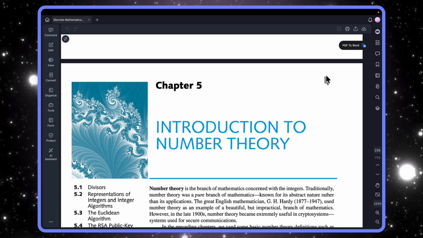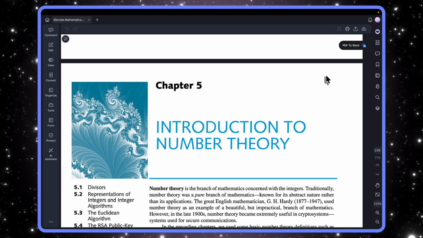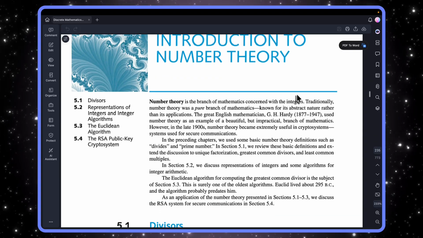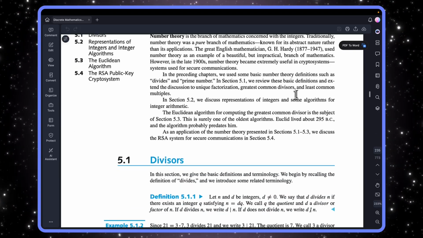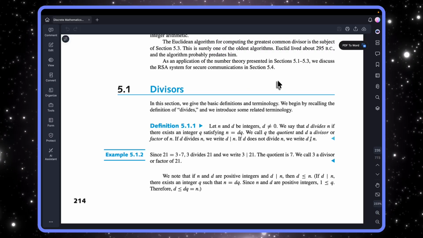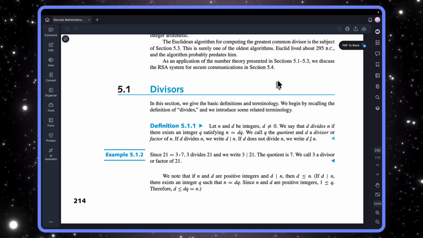Oh, here we go. Chapter 5, Introduction to Number Theory. Okay, there are some very interesting concepts in here. All right, so let's go through a little thing here. We'll talk about divisors. First off, in this number theory, we're talking about integers, okay?